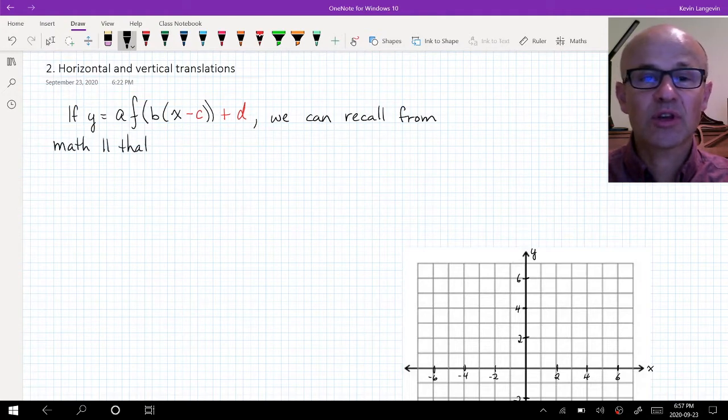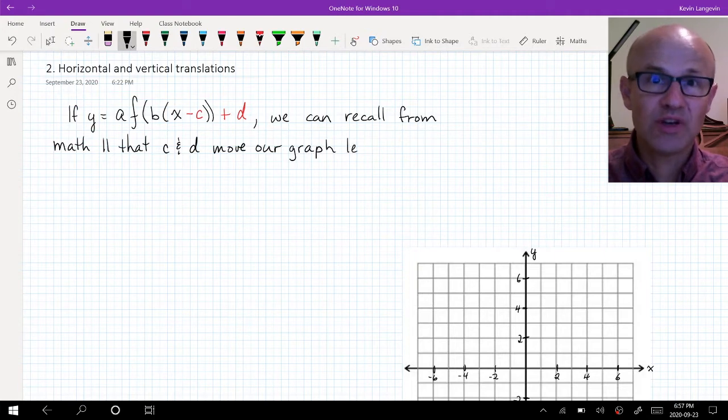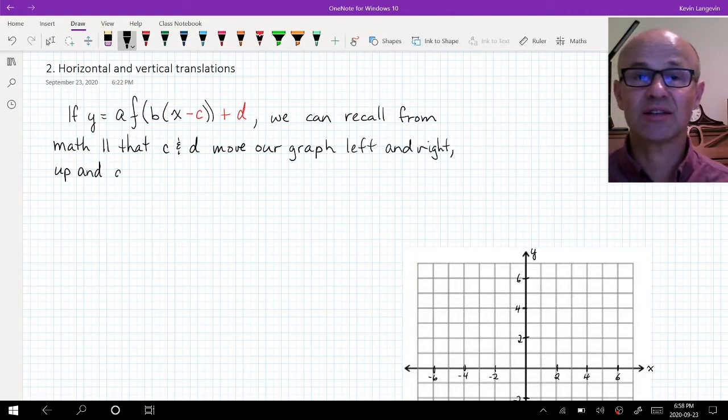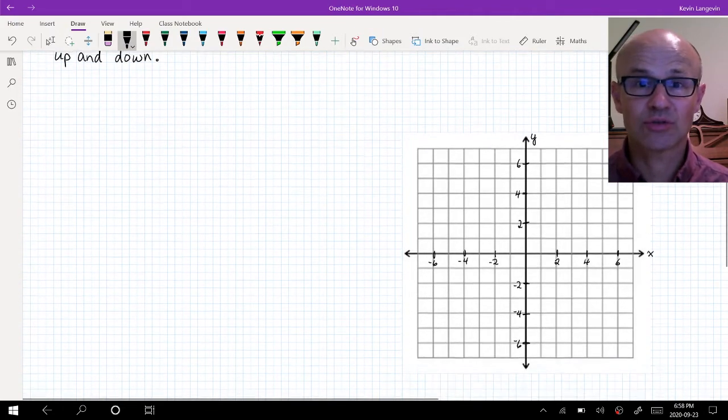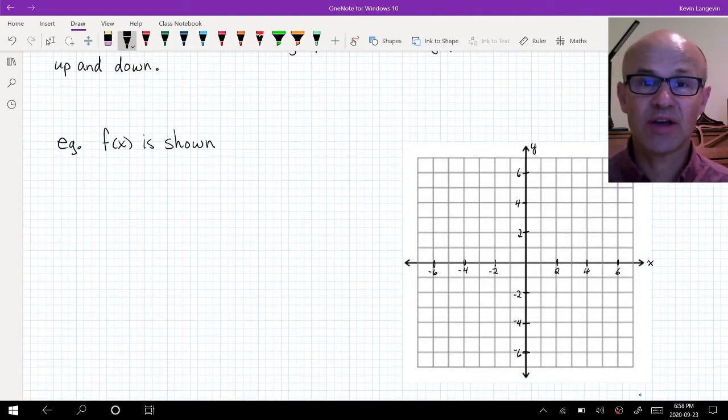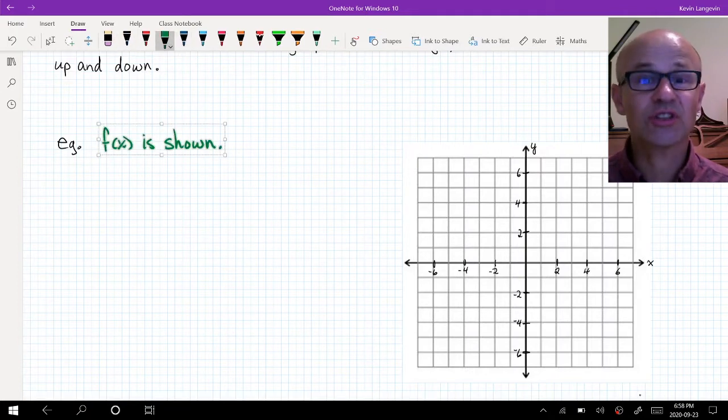One of the things that we can recall from Math 11 is that the C and the D move it left, right, up, down. The C opposite the sign, the D as it shows. Our first example, f of x, again, is shown. We're going to see a lot of that in this chapter.